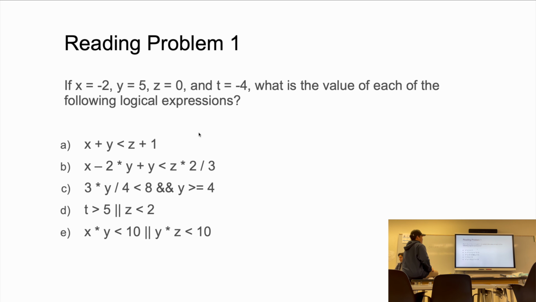Okay, reading problem 1. If x equals -2, y equals 5, z equals 0, and t equals -4, what is the value of each of these logical expressions? So just true or false? Yeah, are these true or are they false? You can do them in your brain. You don't have to write the code out.